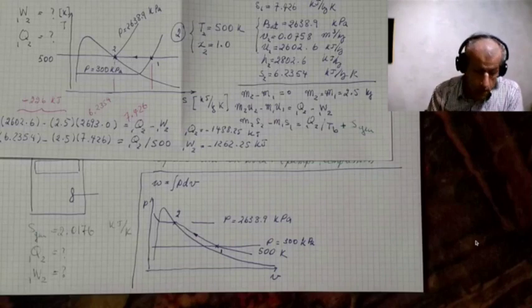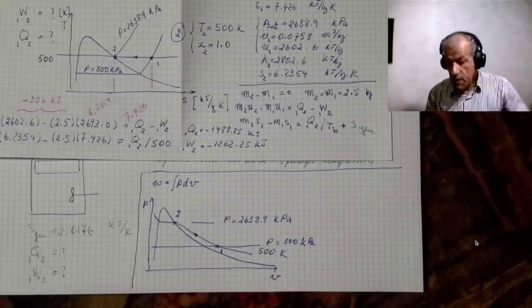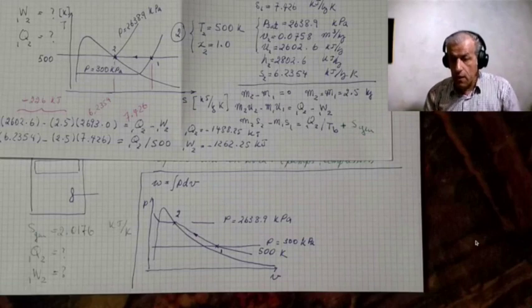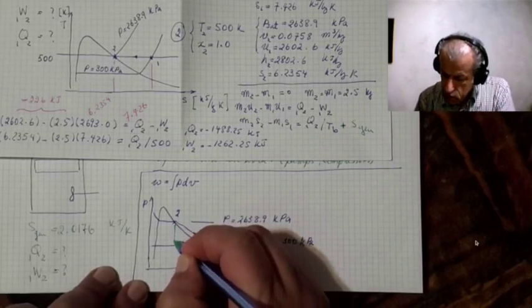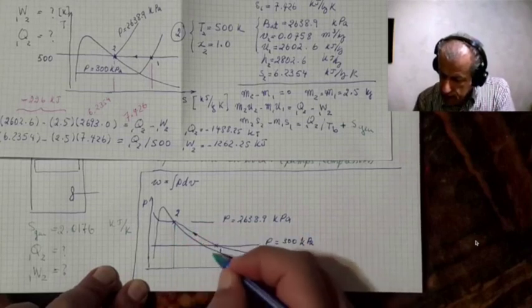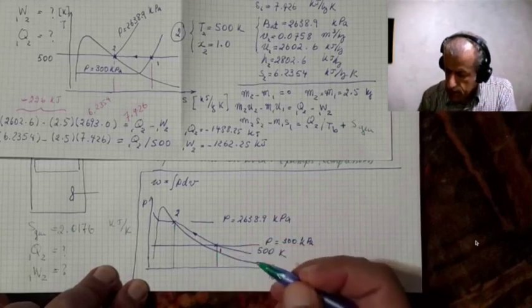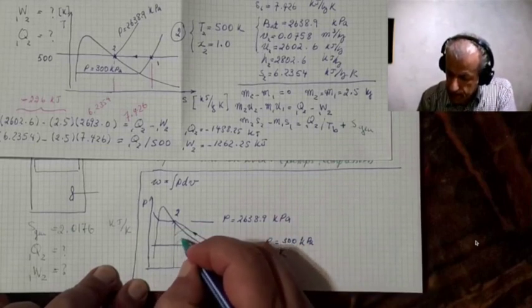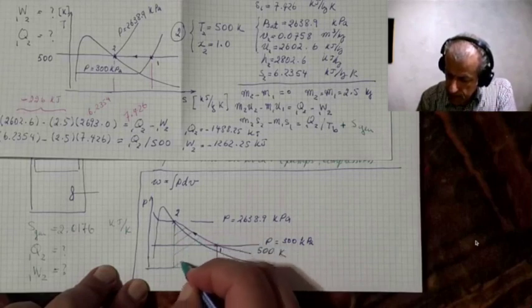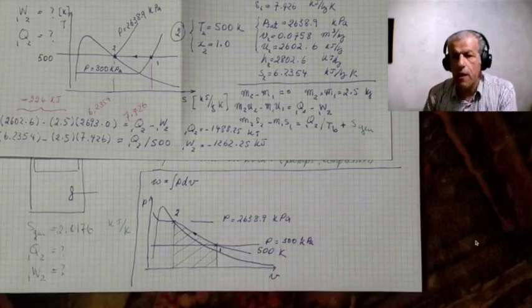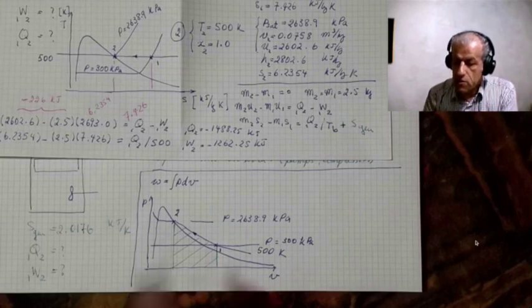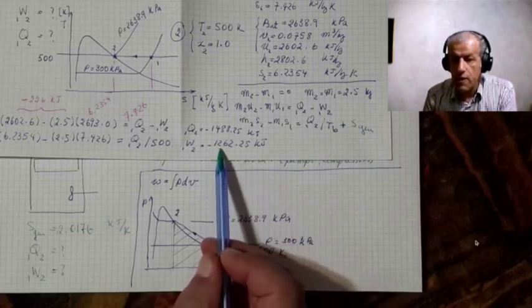So if this be the case, then for a reversible process, work should be the area under the PV diagram. So this should be work. And the green area should give us work. In fact, the green area should be exactly equal to 1262.